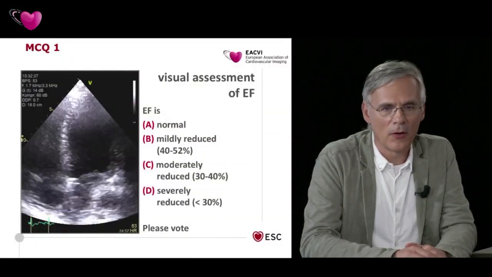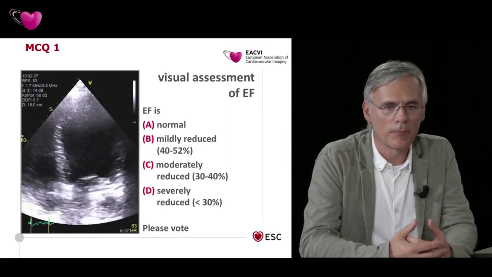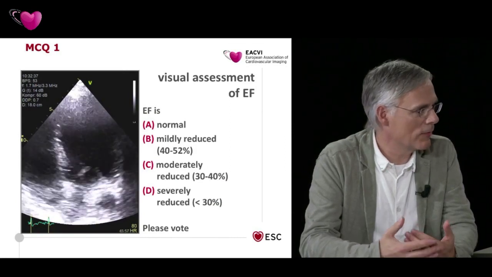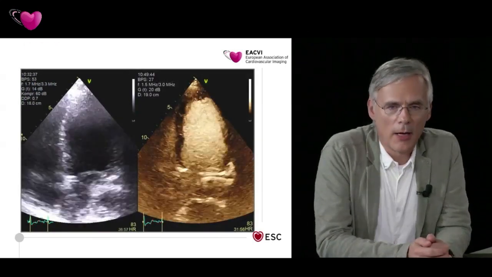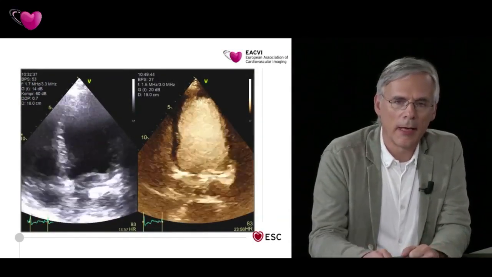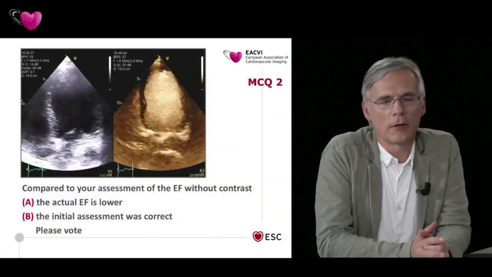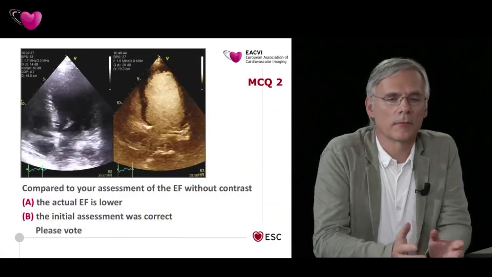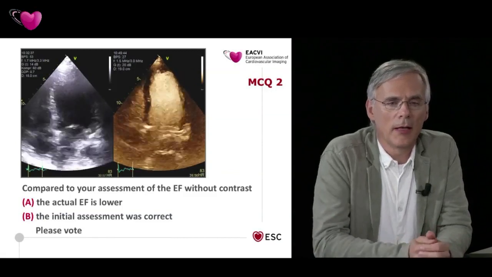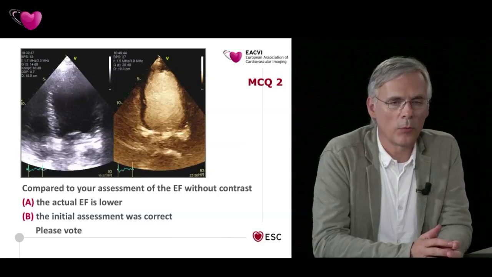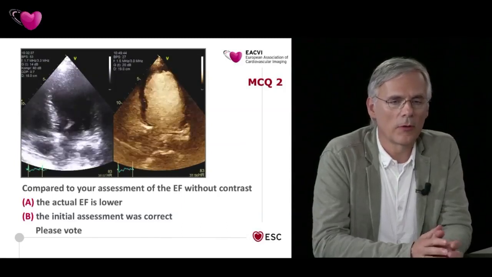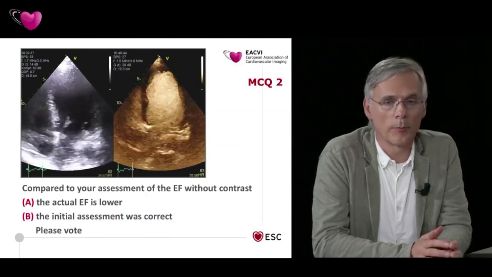So now let's try to improve inter-reader variability, and I show you the contrast image. And again, I ask you for your assessment. Is A, the actual ejection fraction with contrast lower than without, or B, was your initial assessment correct? Please vote again.